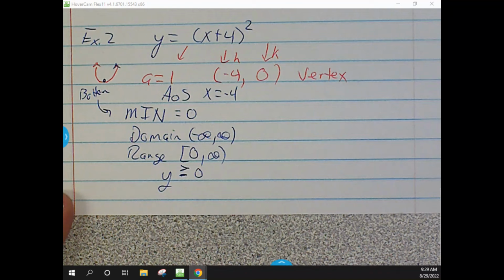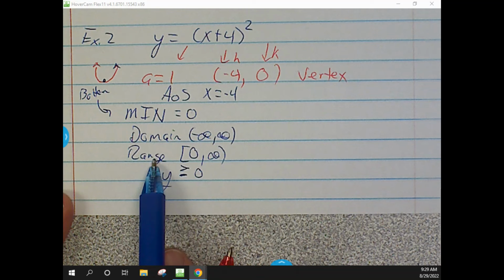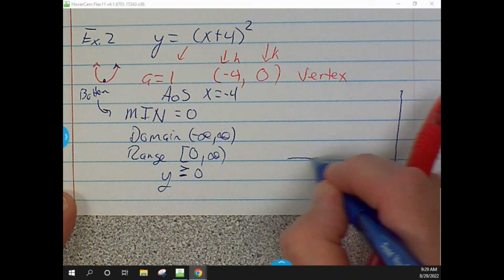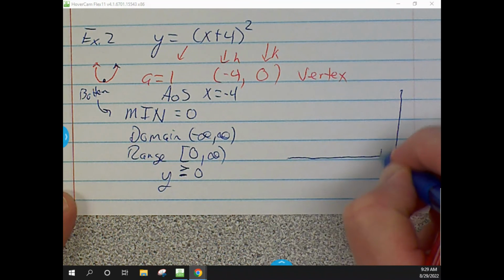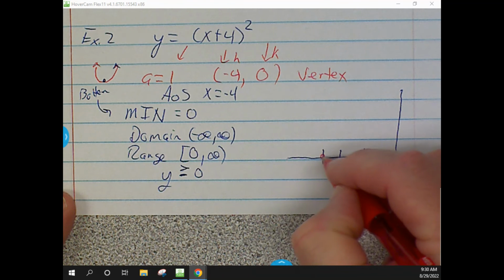Okay, so make sure we got everything. We've got vertex, we've got axis of symmetry, we've got domain and range, we've got the max or min value. Okay, so now we're just sketching. This graph needs to be everything to the left, so scoot this graph way over to the right side, because the vertex is at -4, 0, which would be right there.